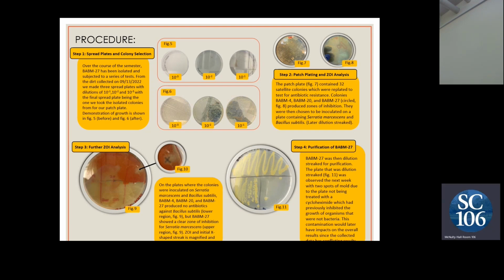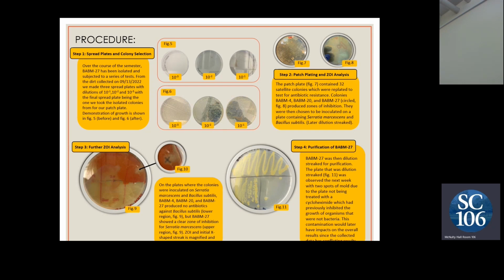So we did a further zone of inhibition analysis, with a plate that was impregnated with Serratia marcescens and Bacillus subtilis. We took the 3 bacteria that did produce zones of inhibition on our patch plates. That would be BABM4, 20, and 27. When placed against Bacillus subtilis, neither of our 3 bacteria produced a zone of inhibition. But when placed against Serratia marcescens, the BABM27 did produce a zone of inhibition, so we chose that bacteria to be the subject of our further tests.